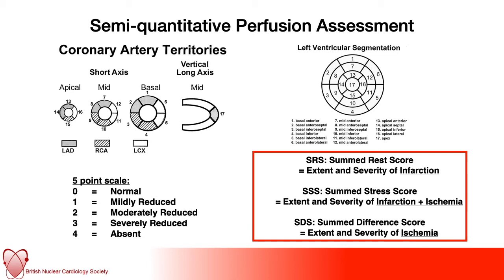If you tally up that score at rest, you get a summed rest score, which gives you an idea of the extent and severity of infarct. If you tally that score up at stress, you get this idea of infarct, which was present there at rest, plus ischemia, which is added in at stress. And then if you subtract the rest score from the stress score, you'll get this difference score, which gives you an idea of the extent and severity of ischemia. And that's where this idea of ischemic burden comes from.